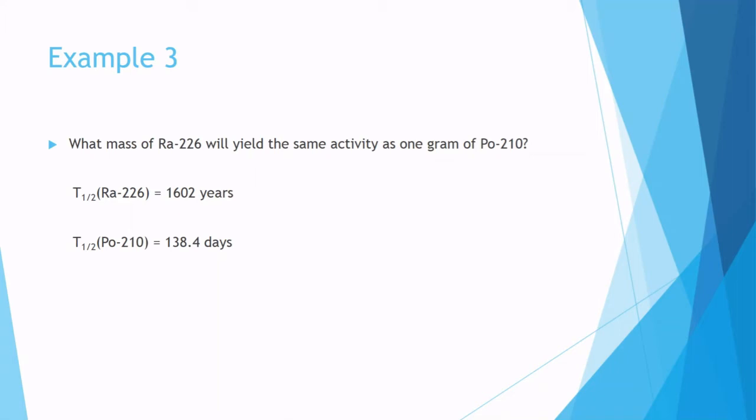The last question we will be looking at is, what mass of radium-226 will yield the same activity as 1 gram of polonium-210? The half-life of radium-226 is 1,602 years, and the half-life of polonium-210 is 138.4 days. The first step we will take is calculating the decay constant for radium and polonium. The units for half-life used here are days.